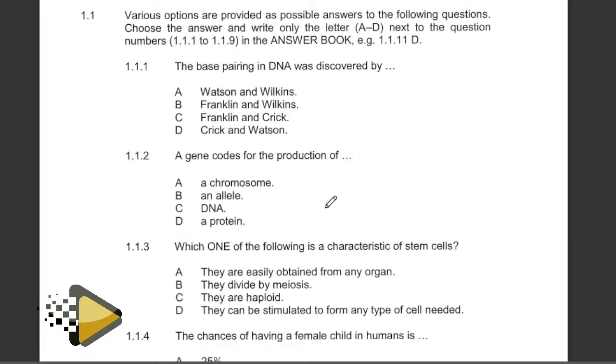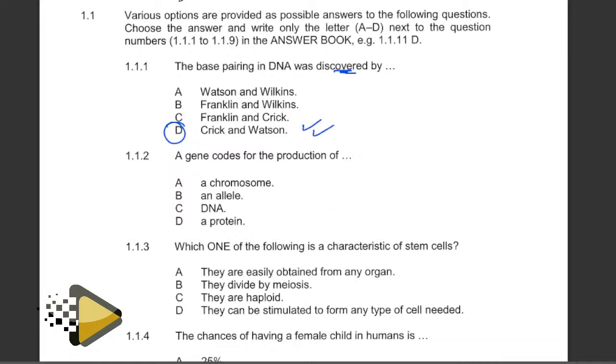The base pairing in DNA was discovered. Base pairing, don't forget that. Here they are talking about DNA being made up of complementary base pairs. Who discovered that? When I was teaching this, I tried to show you exactly what they said, and I talked about how they would just try to mix up these names. So basically, it is James Watson and Francis Crick. So number 1 is going to be the best answer.